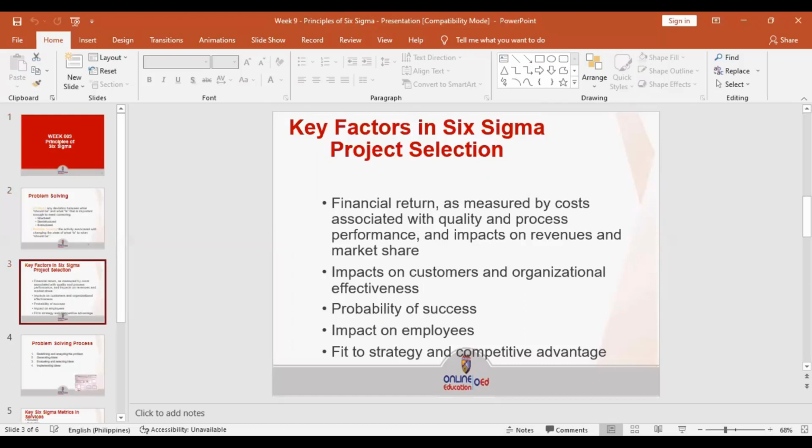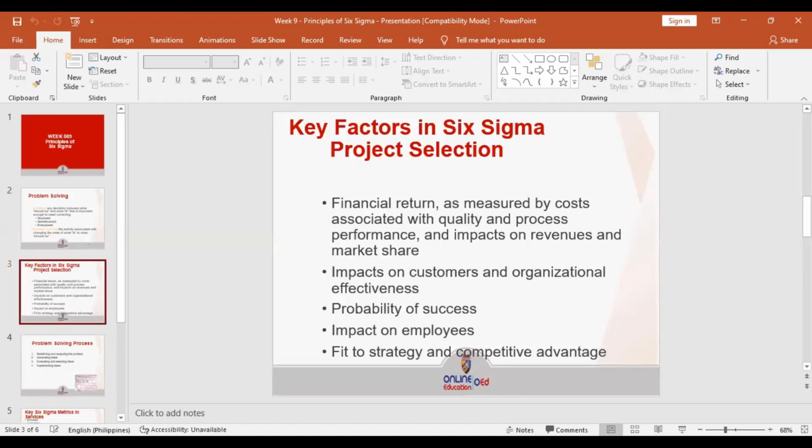If you're choosing a project, we have to consider factors of Six Sigma. First, we must identify the financial returns. Okay, as we measure the cost, the quality, and the process performance, including the revenues and the market share. That's why financial ratio analysis is also part of the factors that we have to measure: all the costs, the profitability, and even the financial returns.